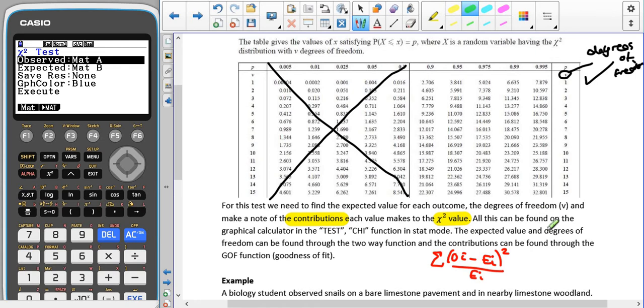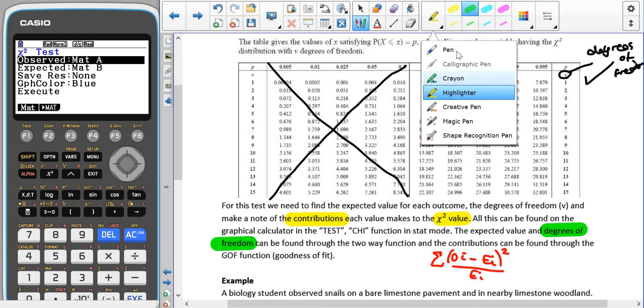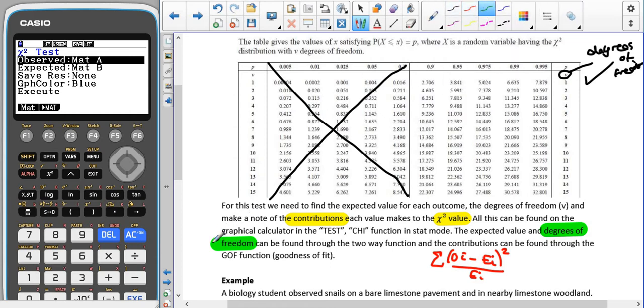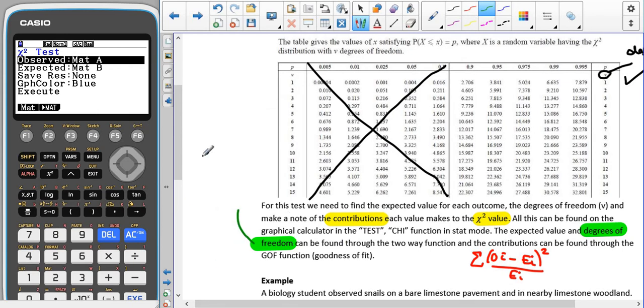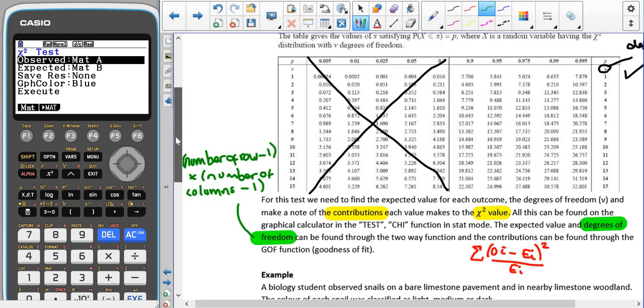Now again, if you don't have a graphical calculator, to find the degrees of freedom, and sometimes you'll need to know this for if the question is just asking a theoretical probability and you can't actually put it into your calculator, then the degrees of freedom is found by doing the number of rows minus 1, times the number of columns minus 1 from the contingency table.